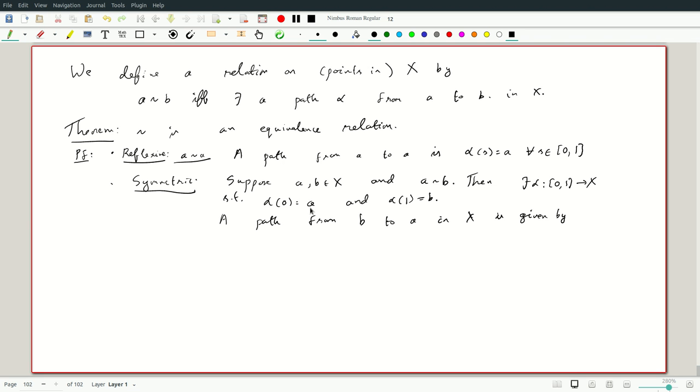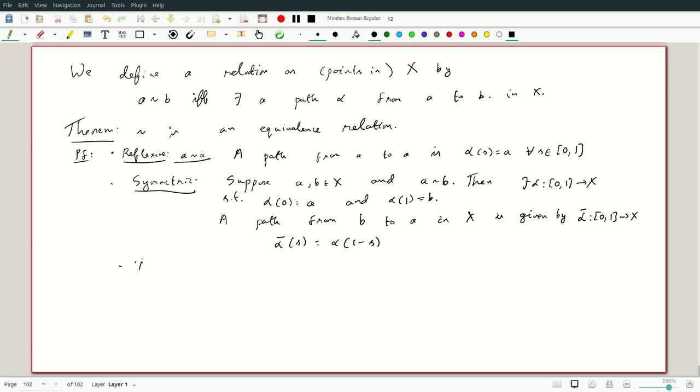Start at 1, go backwards to 0. So it's alpha bar of S. Let me, to be explicit, say what the domain and codomain is. It's also mapped 0, 1 to X. It has to, because it's a path. Alpha bar of S is alpha of 1 minus S. Okay, and this is a composition of continuous functions, so it's continuous, and it starts at B and ends at A.